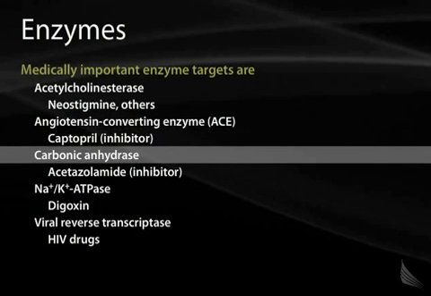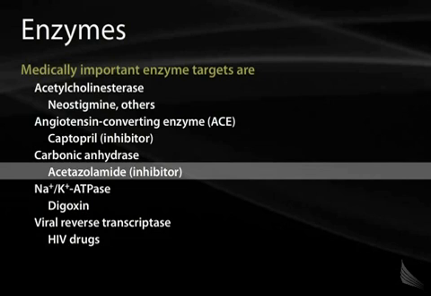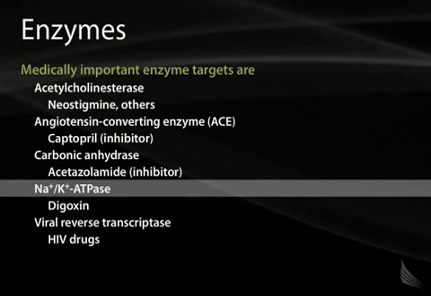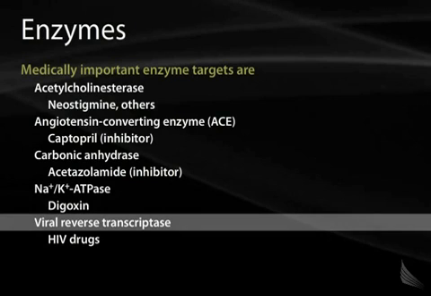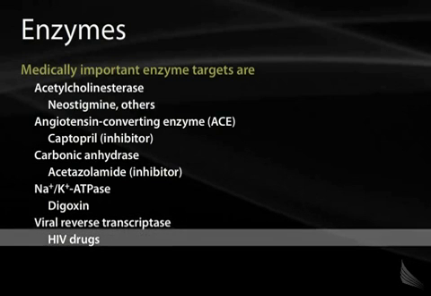Carbonic anhydrase, an enzyme that causes sodium bicarbonate to be converted into carbon dioxide and water, can be inhibited by certain medications such as acetazolamide. The sodium-potassium ATPase, which generates the resting potential of most cells, is inhibited by digoxin. And viral reverse transcriptase, though it's a foreign enzyme, is the target of many reverse transcriptase inhibiting drugs for HIV.